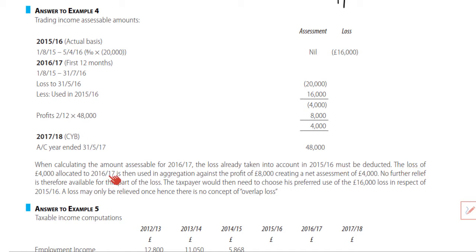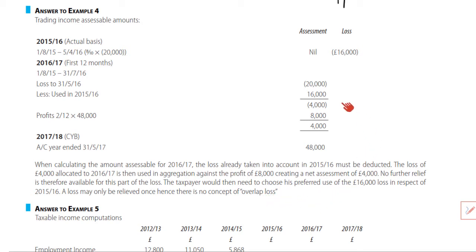The loss of 4,000 allocated to 1617, as we said, is using aggregation against the profit of 8,000. There it is, being used in aggregation, creating that net assessment of 4. No further relief is available for that loss. The taxpayer would then need to choose his preferred use of the loss of £16,000 in respect of 15. A loss may only be relieved once. There's no concept of overlap loss.